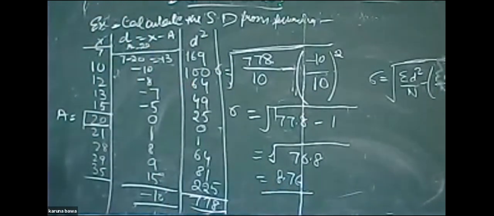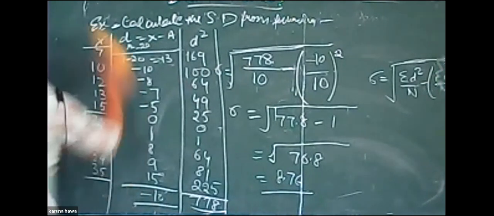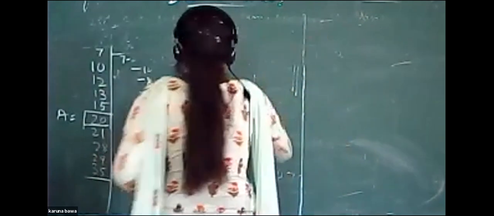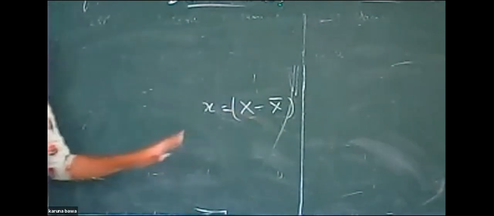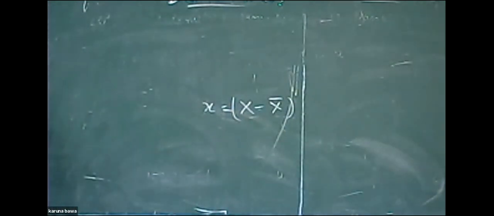So, on the other hand, we find out the discrete series. This is a new series. Let's start with a new series, that is the discrete series, with a new formula. As we know, in the discrete series, we use the frequency. Under this method, deviation of the item is taken from the actual mean, that is, let's find x minus mean. This is denoted with small x. As we know that x minus mean is denoted with small x.